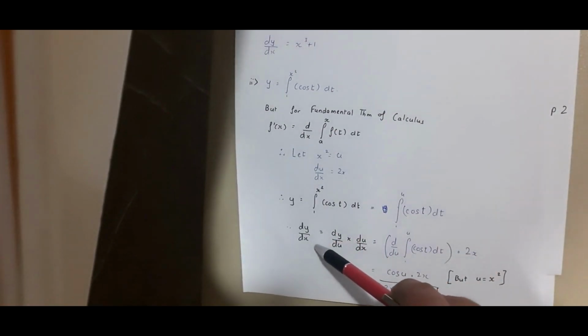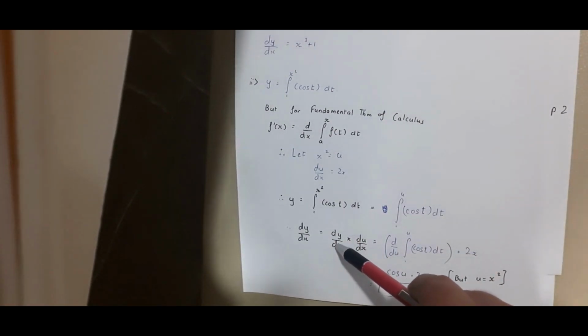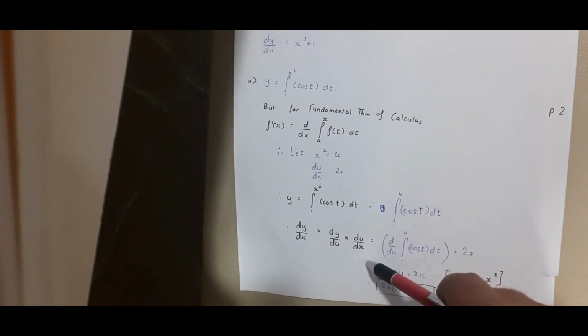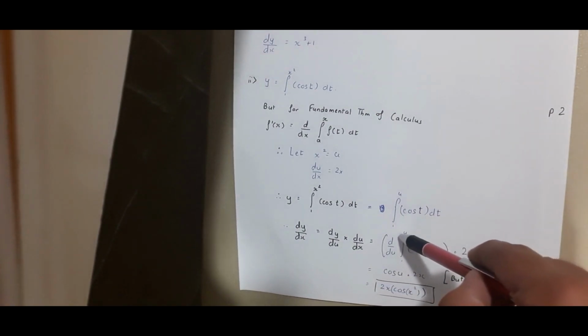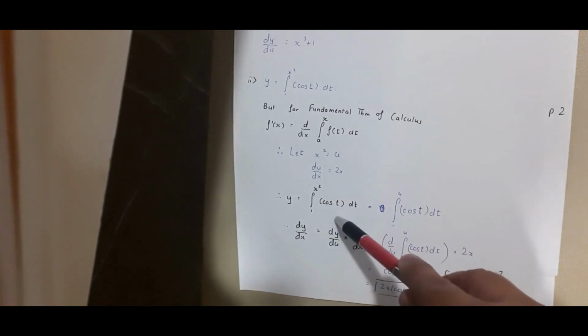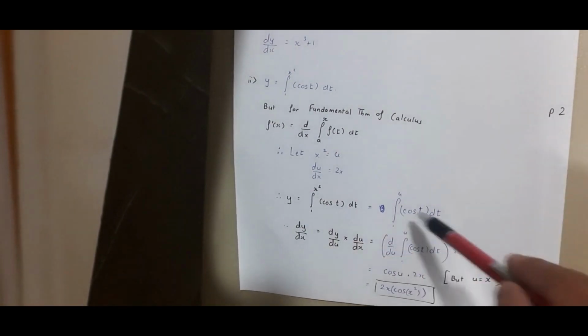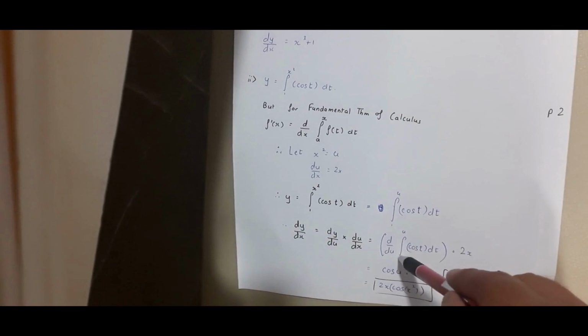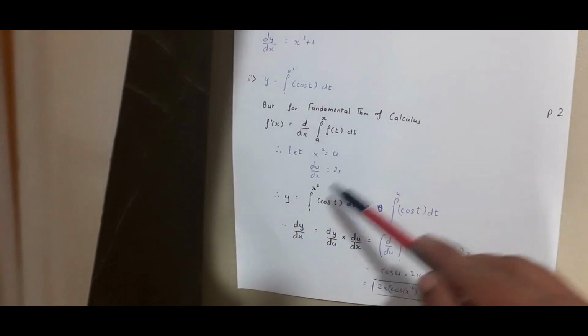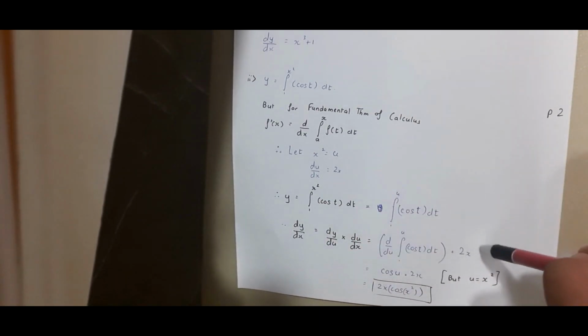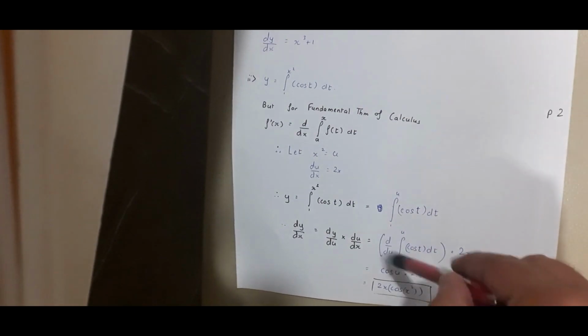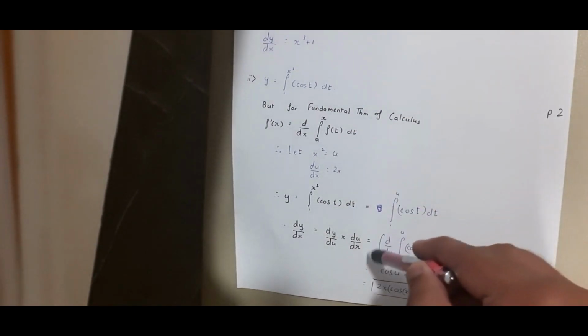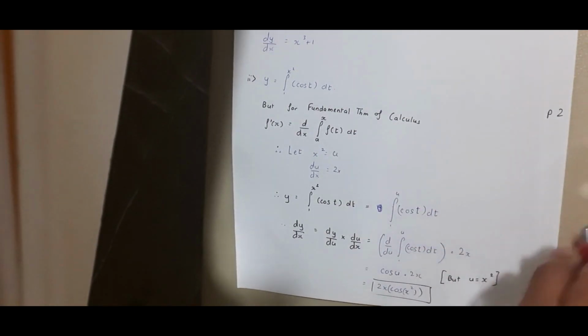In dy by dx, we can use the chain rule. We get dy by du into du by dx. Your dy by du will be given by the derivative with respect to u of this function. Over here, you can use the fundamental theorem of calculus, giving you cos u. Your du by dx, you know, from here is 2x. But you know u equals x square. So at the end we just substitute, and we get 2x into cos x square as your answer.